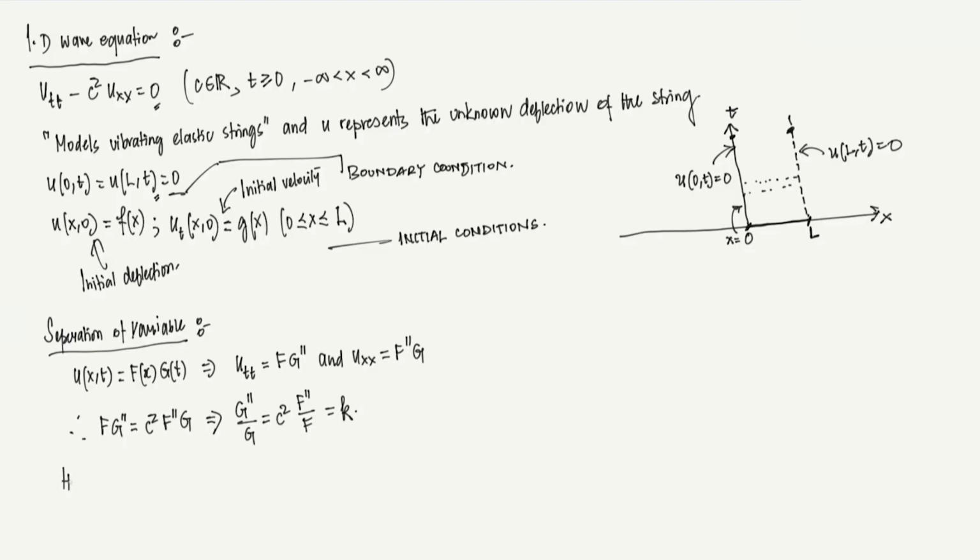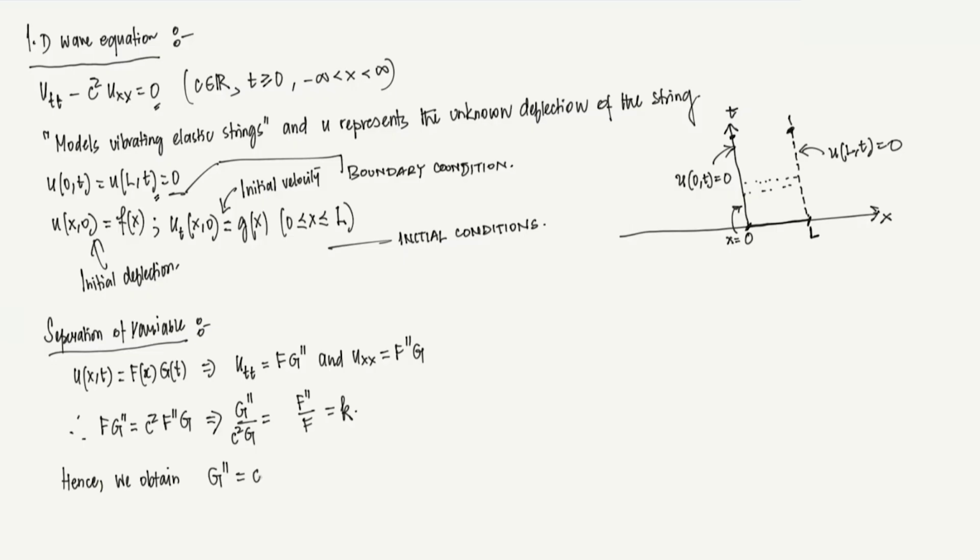Hence we obtain the equations. G double prime... one second, did I do it correctly? u_tt equals c square F double prime. What I will do is put this thing here. It will make our life easier; otherwise it doesn't matter. Let me put it here.